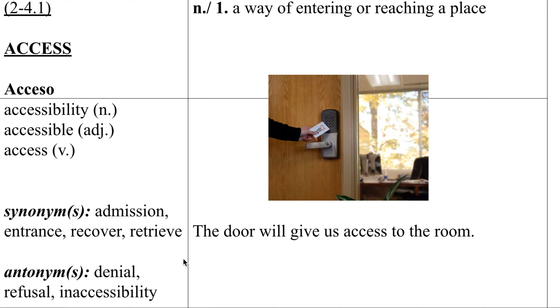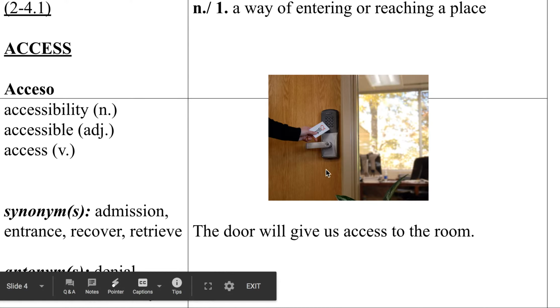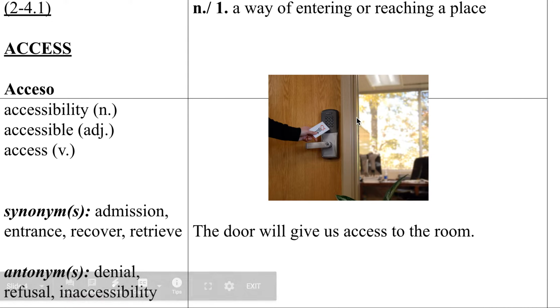So the first definition is, as a noun, a way of entering or reaching a place. So we can say, for example, the door will give us access to the room. So if you get through this door, you enter the code and it will give you a way to get into the room. Without that door being unlocked and open, you cannot get into the room. So access is a way, una manera, of getting into a room.